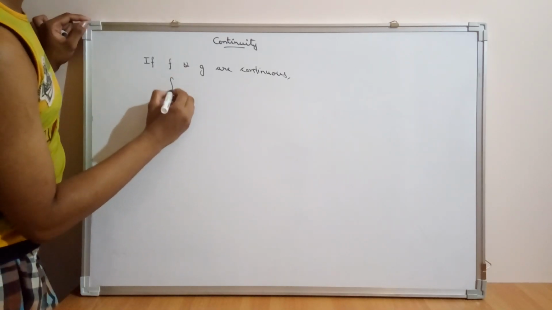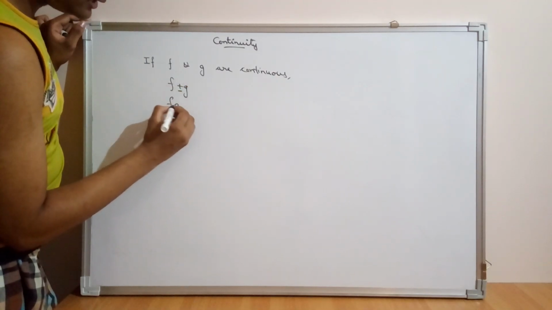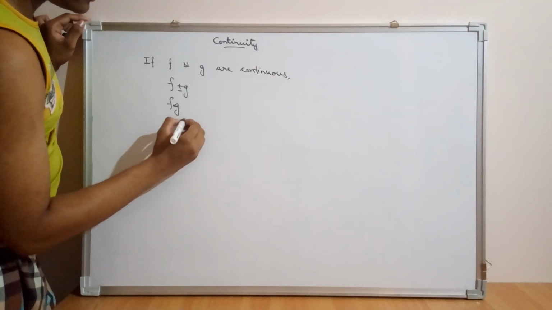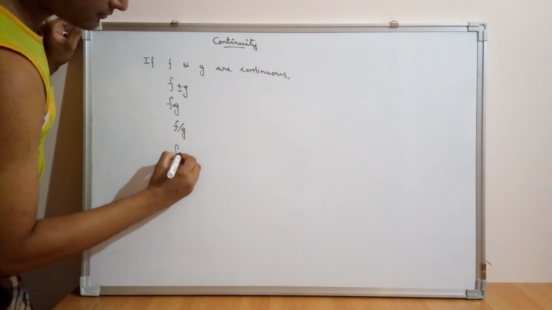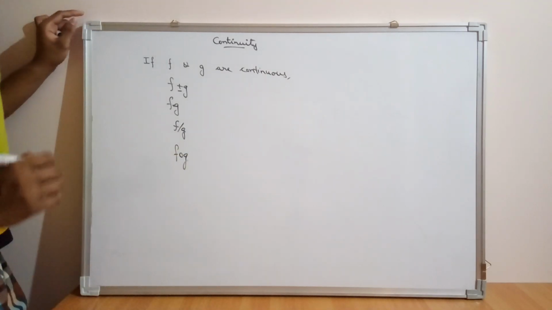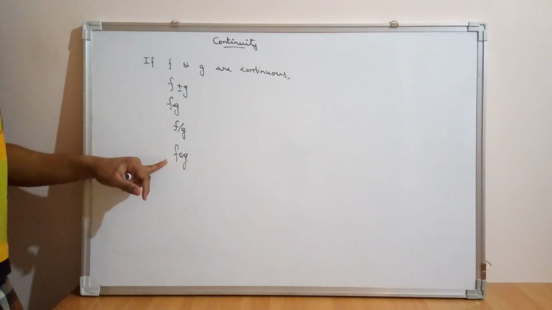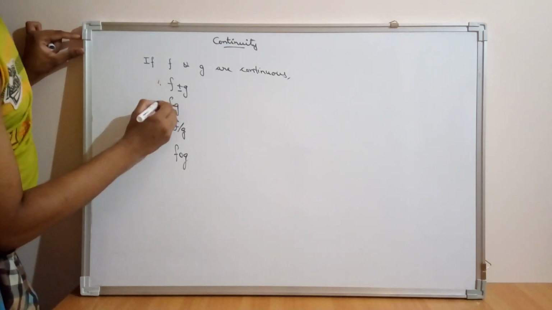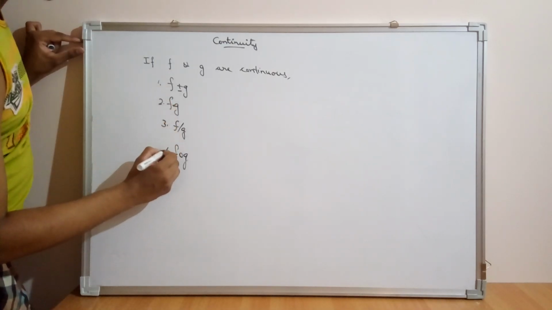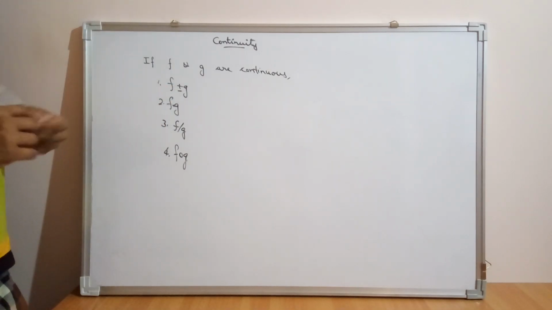Okay, so what about f plus g, f into g and f by g, then f dot g? Okay, these many types of operations I know. These are common types of operations which we use. This is plus or minus. I included both addition and subtraction. This is the multiplication and this is the division.